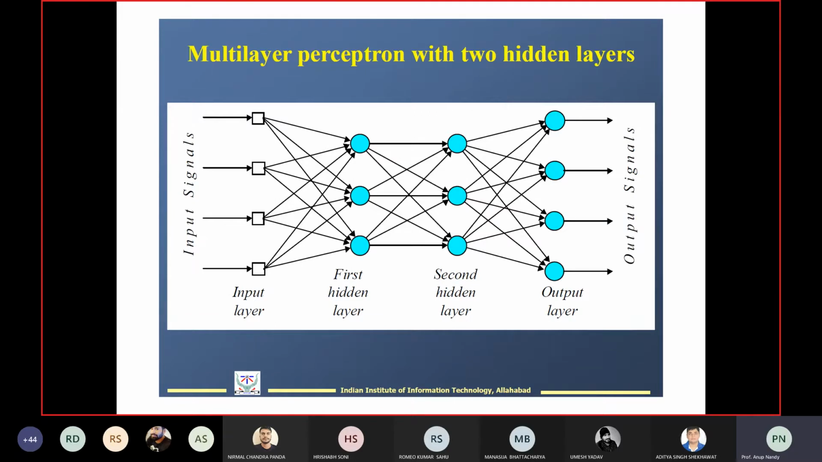But if you feel that one hidden layer is not enough, I mean this separation is not enough to linearly separate or to classify this data into two groups, or two classes, or this n-classes problem, then you have to introduce another hidden layer, and this is called the output layer, where these output signals are generated.